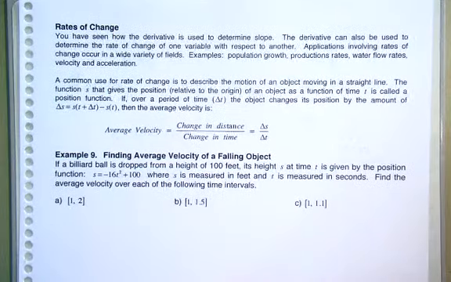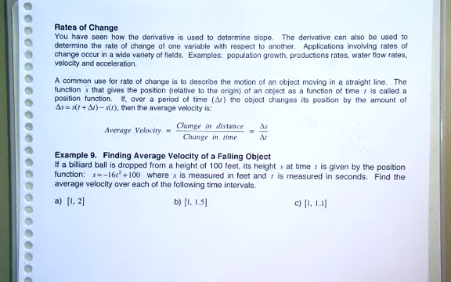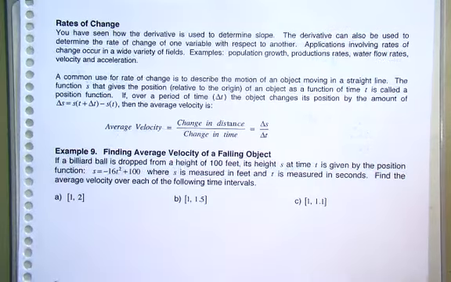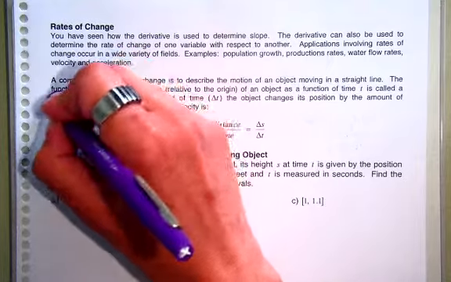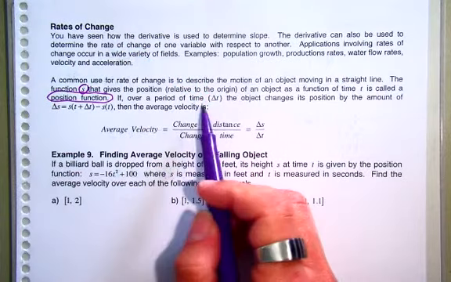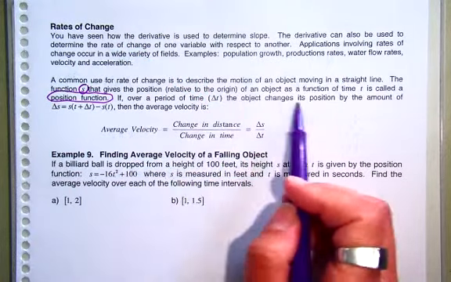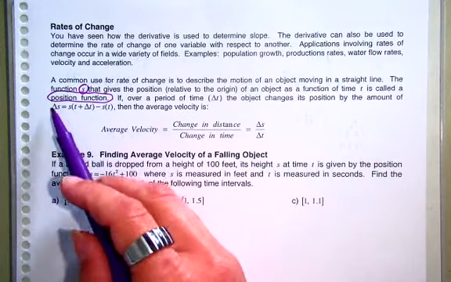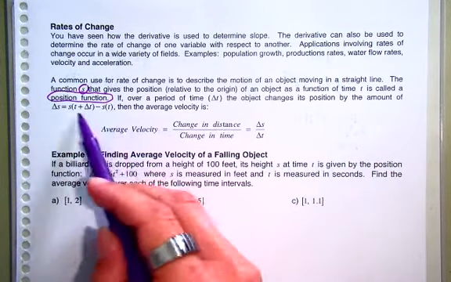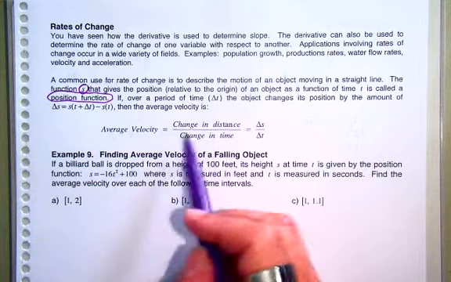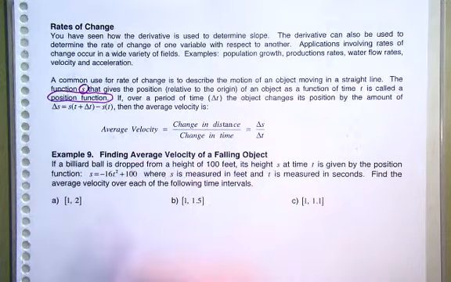A common use is to describe the motion of an object moving in a straight line. The function s is our displacement or position function, relative to the origin, of an object as a function of time, and is called the position function. So s of t is our position function. If over a period of time delta t the object changes its position by the amount s of t plus delta t minus s of t, then the average velocity is just the change in distance over the change in time. That is the definition of average velocity. So let's find the average velocity of a falling object.